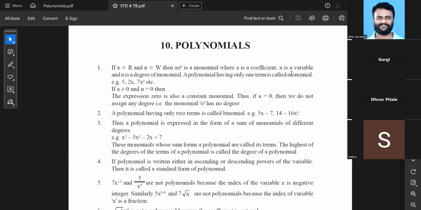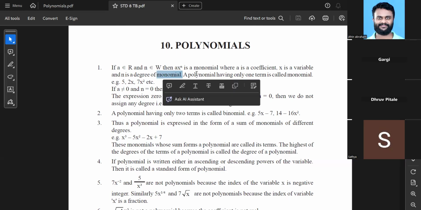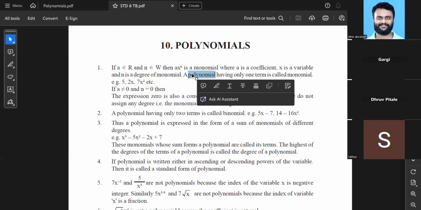Coefficient means it should be a constant. X is a variable. So that means we don't know what X is. X can be anything. N is the degree of the monomial. A polynomial having only one term is called a monomial.